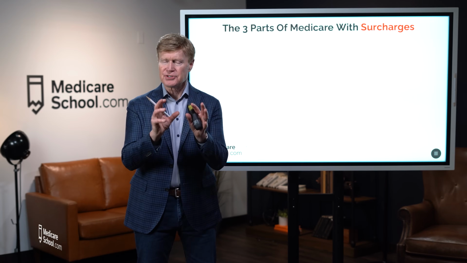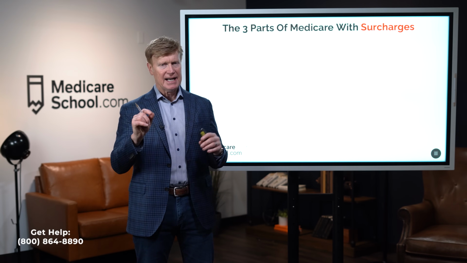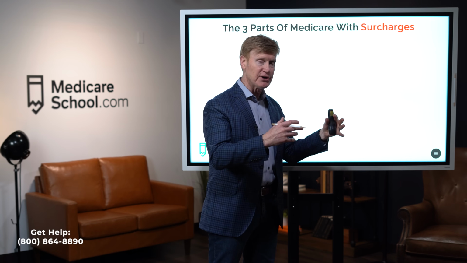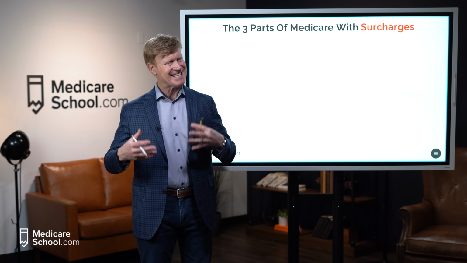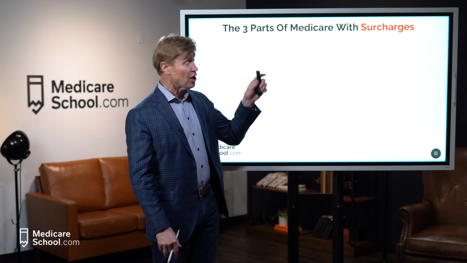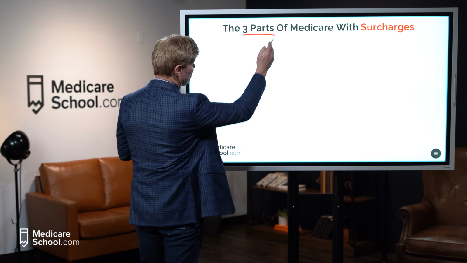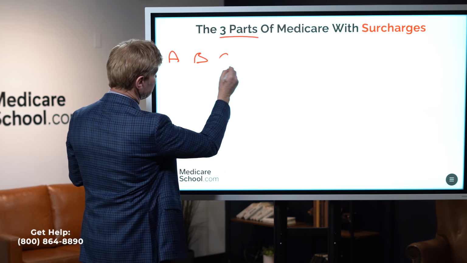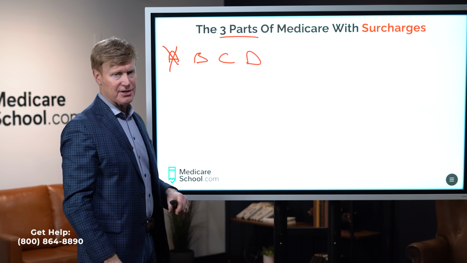All right, now that we have an understanding of our out-of-pocket expenses, I want to really clarify for those of you that may have a surcharge as part of your out-of-pocket expenses. Right now they say about 17% of the population are going to have surcharges. Now, the way this is going to work, there are 3 parts of Medicare that have surcharges. We have Part A, Part B, Part C, and Part D. Part A is not going to have a surcharge at all.